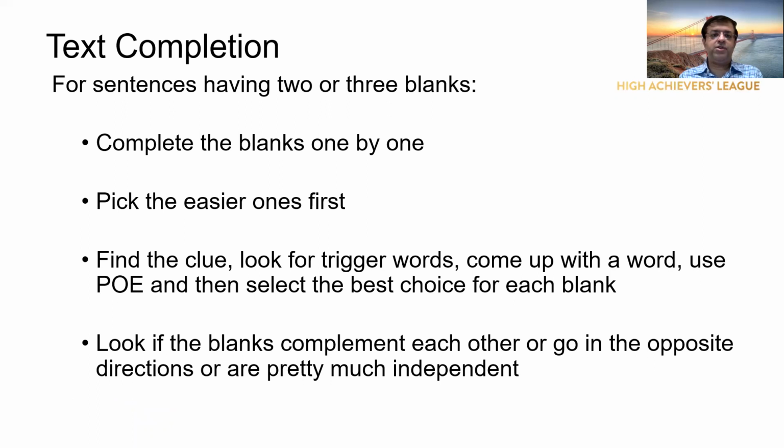For sentences that have 2 or 3 blanks, you need to complete the blanks one by one. For instance, you can fill up blank number 2 before blank number 1. It's a good choice to pick the easier ones first, those that you know are correct. We talked about the third point: find the clue, look for trigger words, and come up with a word in your own words that you can put in the blank, and use process of elimination. Look if the blanks complement each other or go in opposite directions.